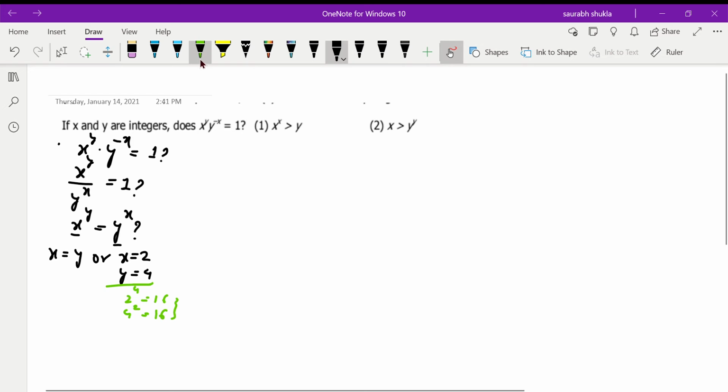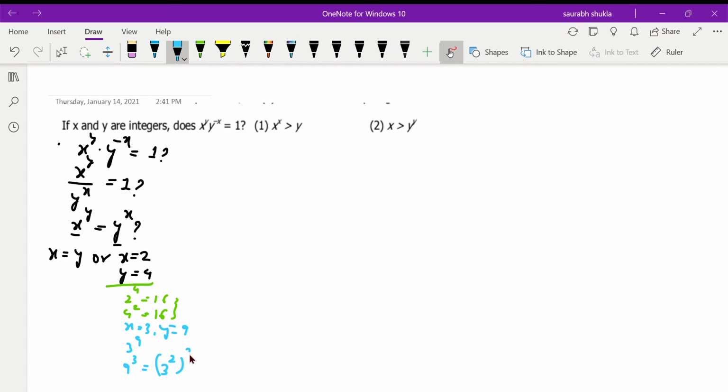Any other value that you have in mind? Let us try some other value. How about x is equal to 3 and y is equal to 9, the same prime factor? Do you think it will be equal? I don't think so, because 3 raised to 9 is quite a big number. And 9 raised to 3 can be written as 3 square raised to 3, or 3 raised to 6. Both are quite different numbers, so this condition is not possible.